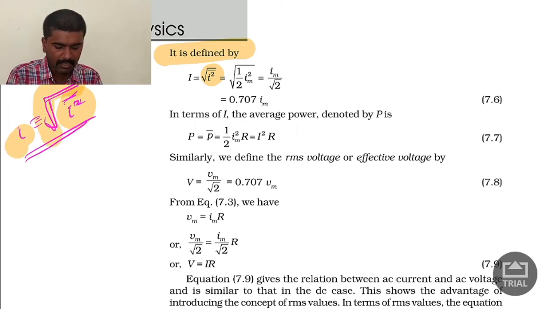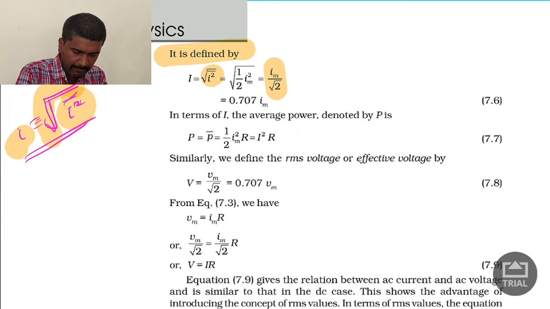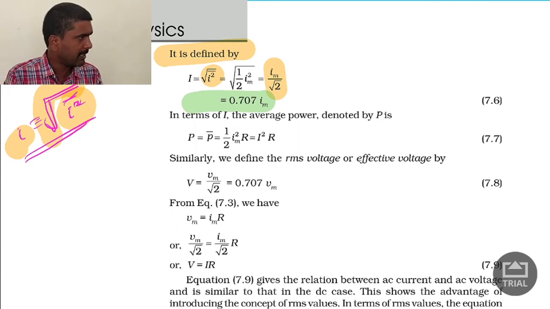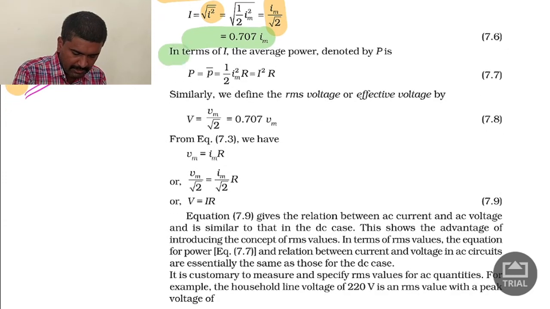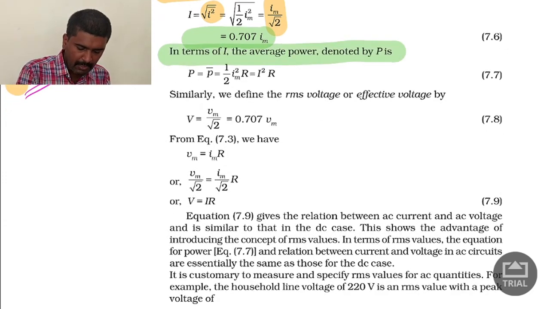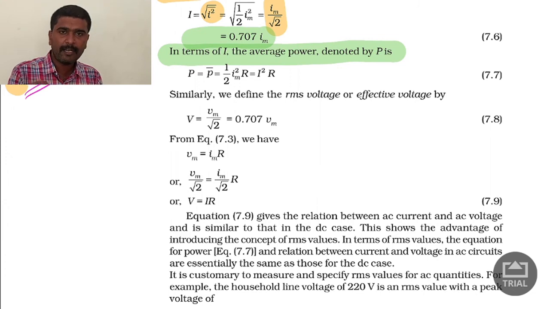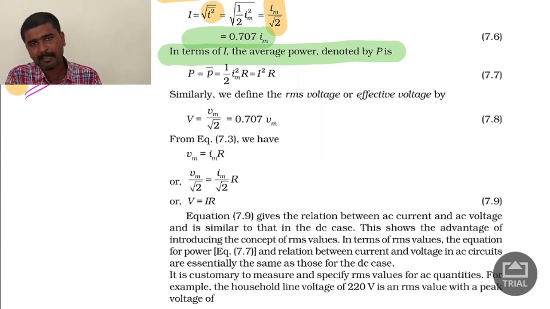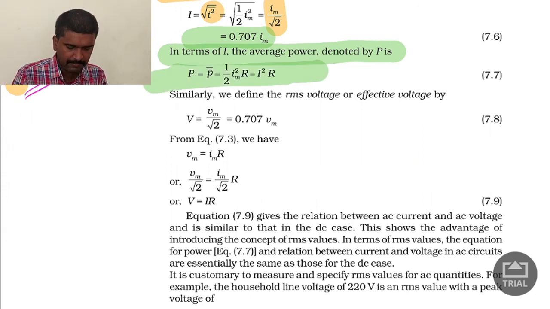Now IRMS equals I maximum by root 2, and the root 2 value is 1.414. When you fix that value here, you get IRMS equals 0.707 Im. So the average power dissipation in the circuit can be written as IRMS square R, or in terms of maximum current, 1/2 Im square R.